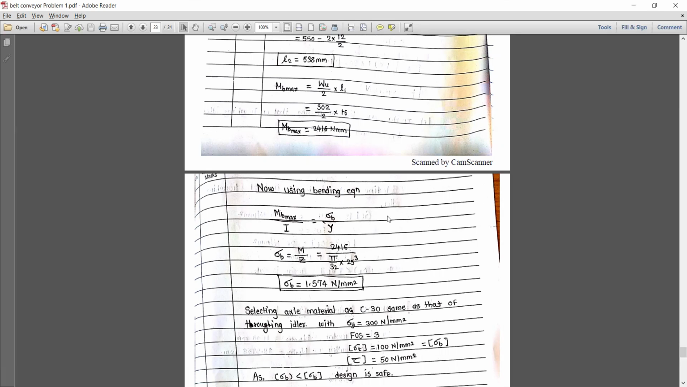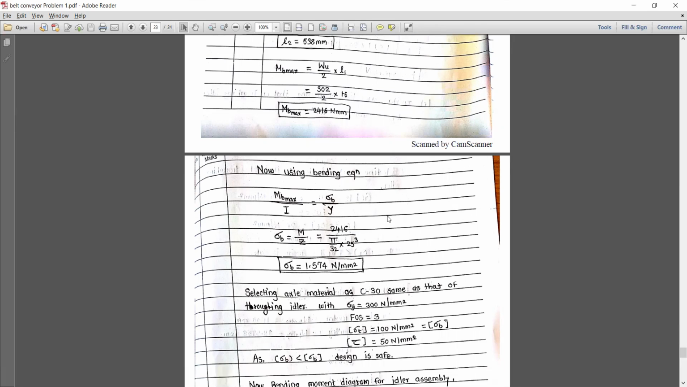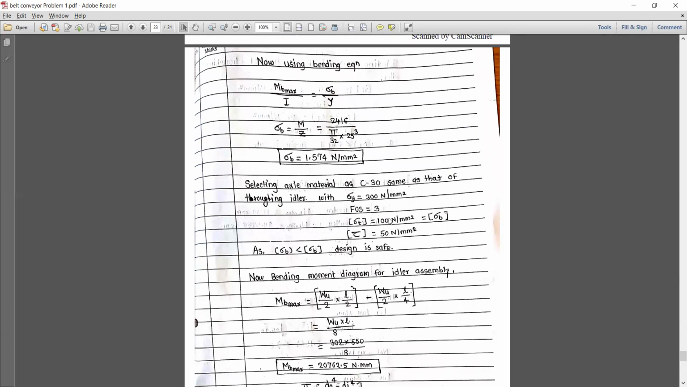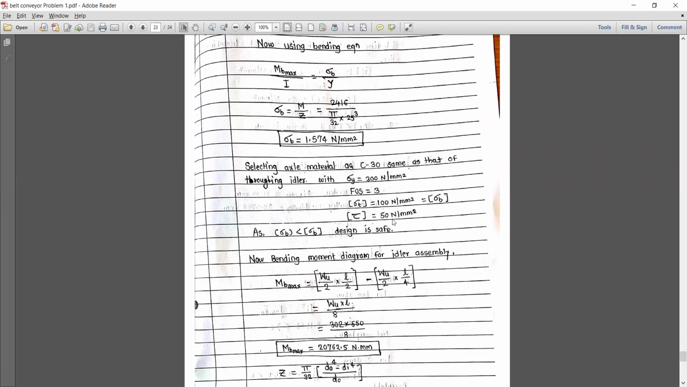So the maximum bending moment, MB max, is equal to WU divided by 2 into L1, which with the calculated value is 2460 Newton per mm. Now using the bending equation, MB max divided by I is equal to sigma B divided by Y. Here sigma B is the induced bending stress, which we are going to calculate. You can modify the equation as M divided by Z. Putting all the values, we can calculate sigma B as 1.574 Newton per mm square.